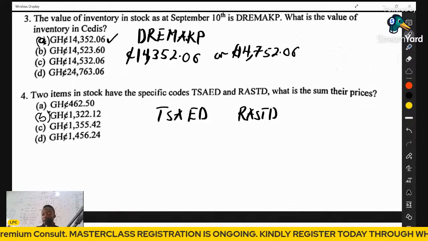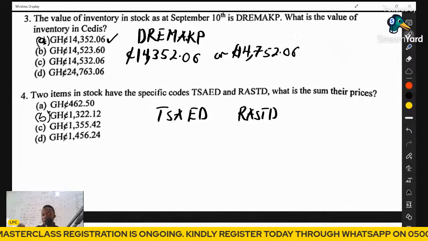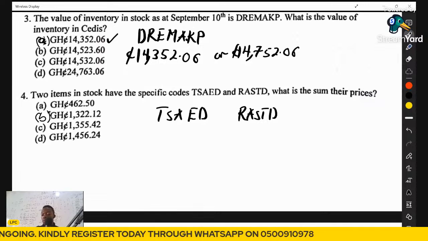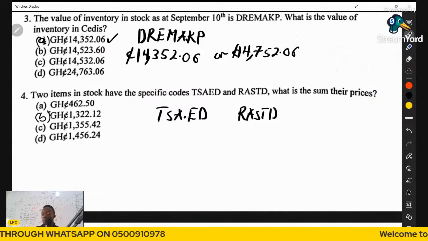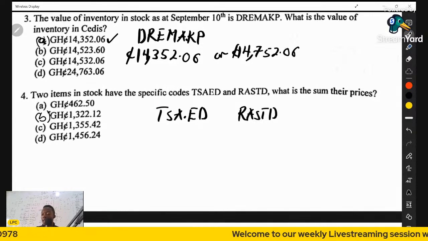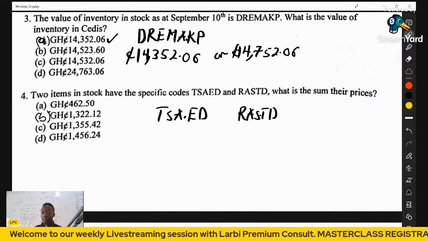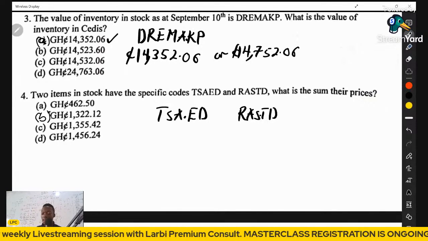So here we're talking about price, and therefore we know that the last two letters represent our pair's words. So meaning that I'll immediately create my dot here. So I have STA.ED. Then same thing here to RAX. Then I have my dot TD. I hope we are following in that line. So here too we have E here, so we're going to deal with it in that line too.